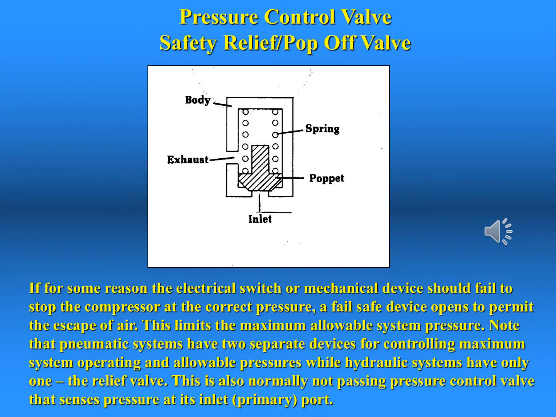The safety relief valve protects the receiver tank from rupture in the event that the pressure switch should fail to stop the electric motor. This is rare, but it does happen. The safety relief valve is also known as a pop-off valve. They cannot be adjusted, and if replaced, must be matched by flow and pressure capability. The port to which this valve is connected should never be plugged.